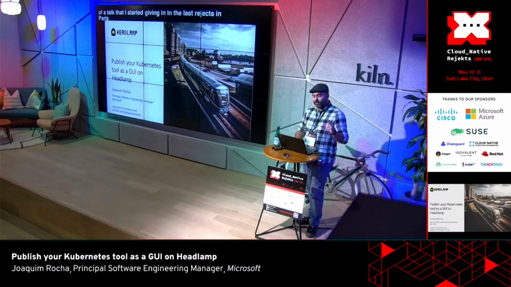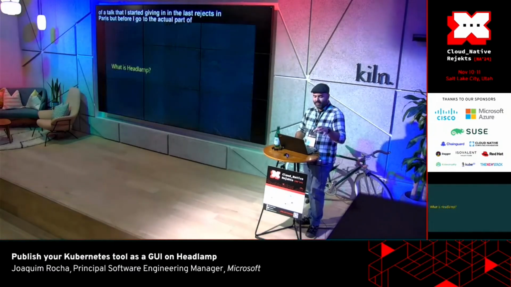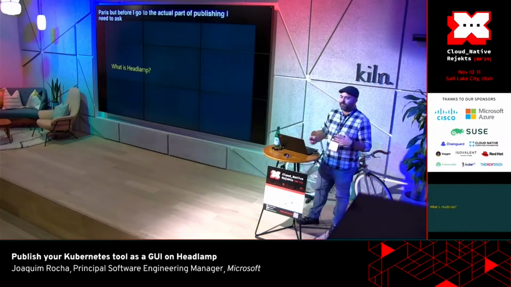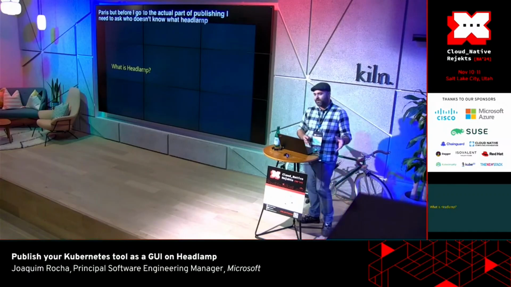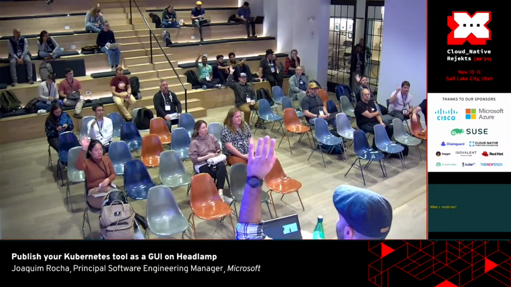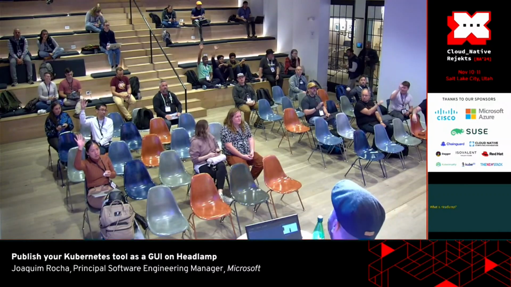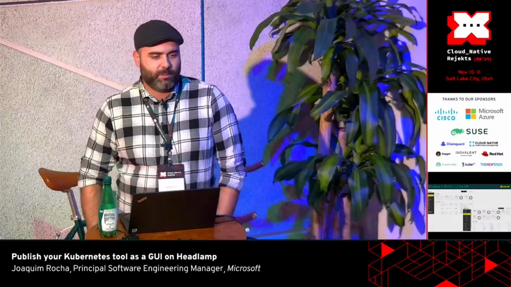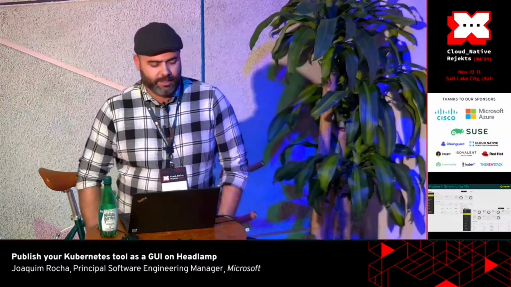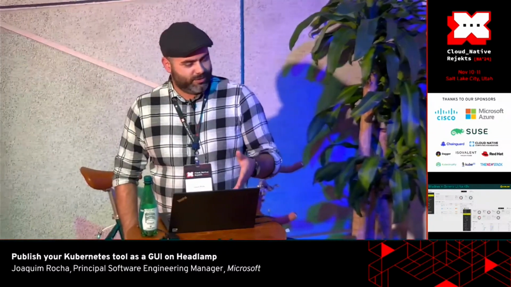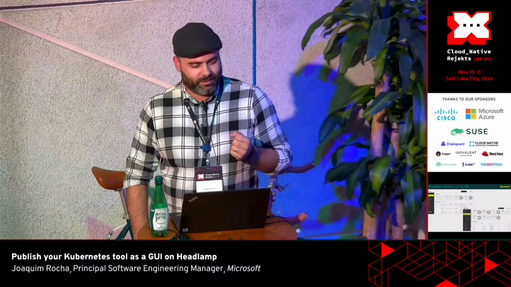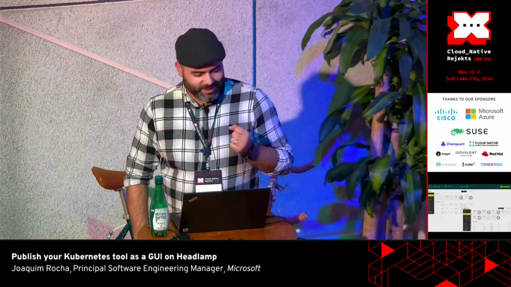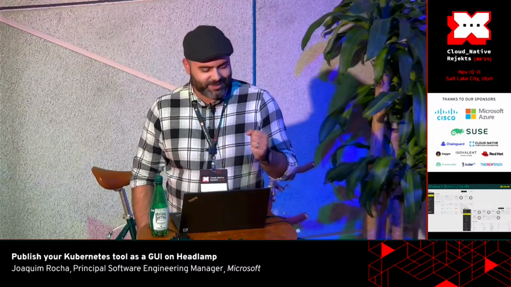But before I go to the actual part of publishing, I need to ask, who doesn't know what Headlamp is or only learned recently what it is? By show of hands. All right. So very quickly, Headlamp is a modern and generic UI for Kubernetes. What modern means is that it looks good and it's done with all the right technologies, for a controversial statement.